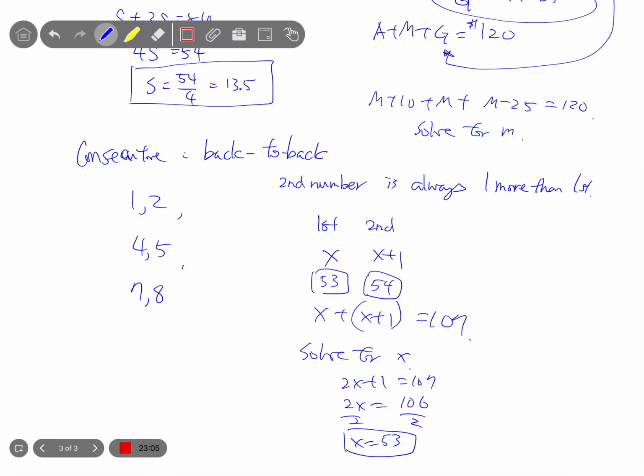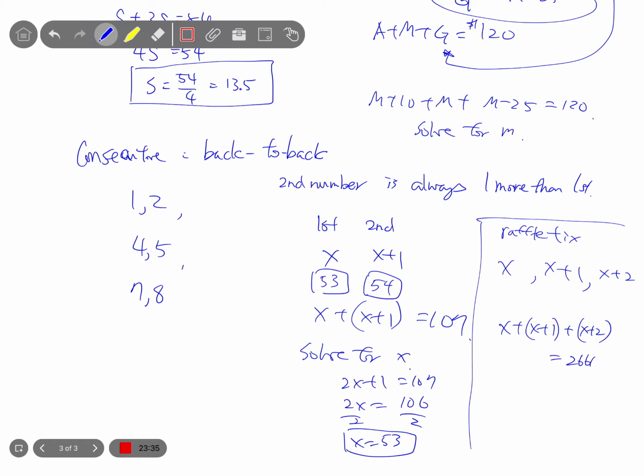Okay. Now, the second problem, the sum of 3 consecutive raffle tickets. Same idea here. If the first number for the raffle tickets is x, that means the second number has to be x plus 1 because they're consecutive. And the third number has to be x plus 2, because the third number is 2 more than the first one. So the setup will be x plus x plus 1 plus x plus 2 equals the given total, and this is very much solvable.